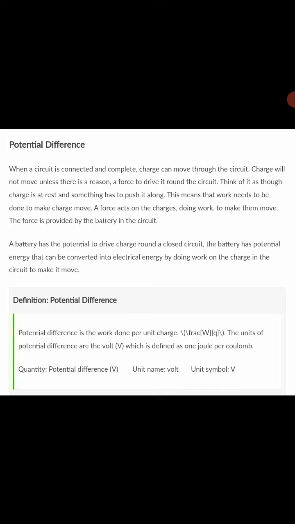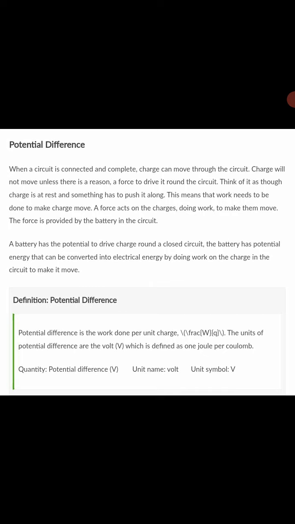Now think of it as though a charge is at rest, and something has to push it along. This means that work needs to be done to make charge move. A force acts on the charges, doing work to make them move. This force is provided by the battery in the circuit. So when you connect your circuit, you have your resistance, you have your key closed, then you have a battery, the positive and the negative terminals.